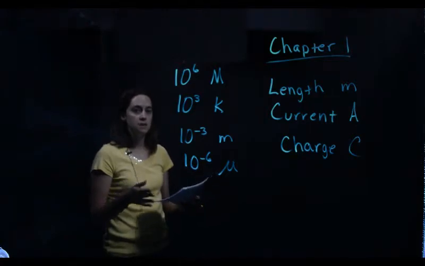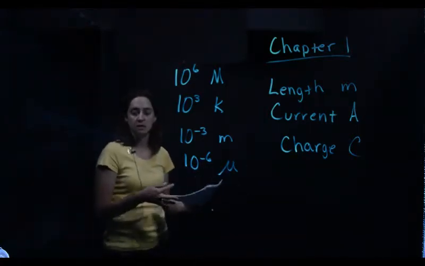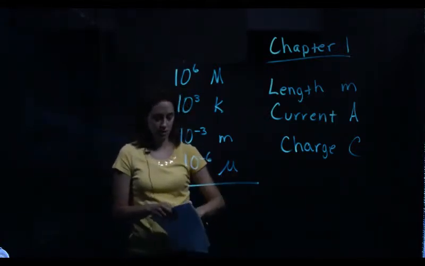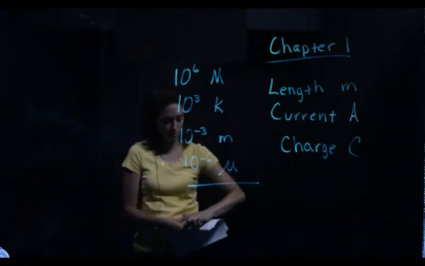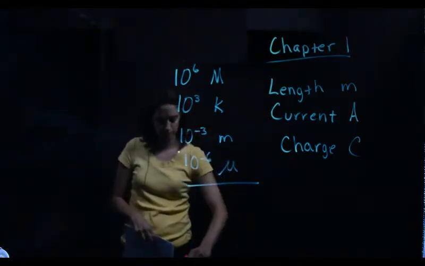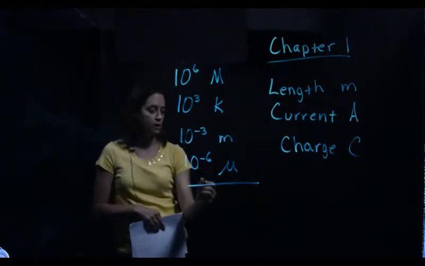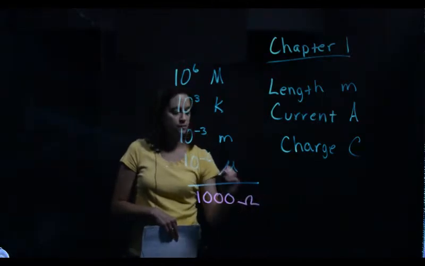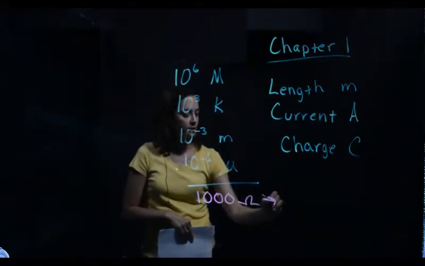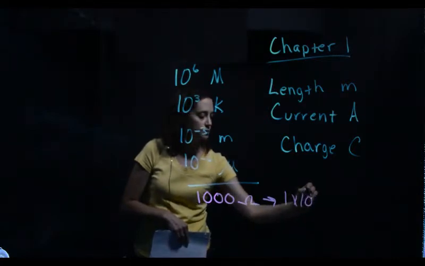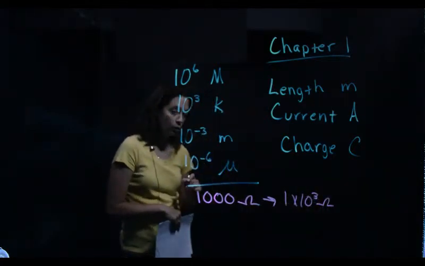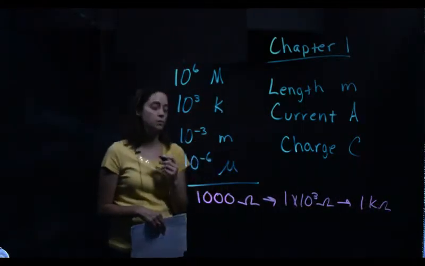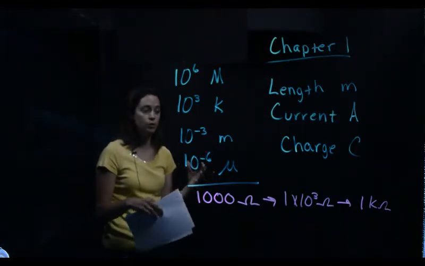So 10 to the 6 means whatever the number is, we're multiplying it times 10 to the 6. So if I want to write that I have 1,000 ohms, we can write that as 1 times 10 to the 3 ohms, or 1 kilo ohm.